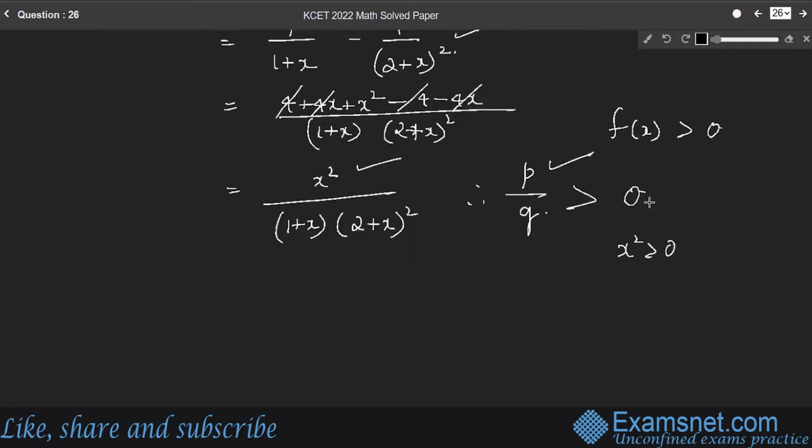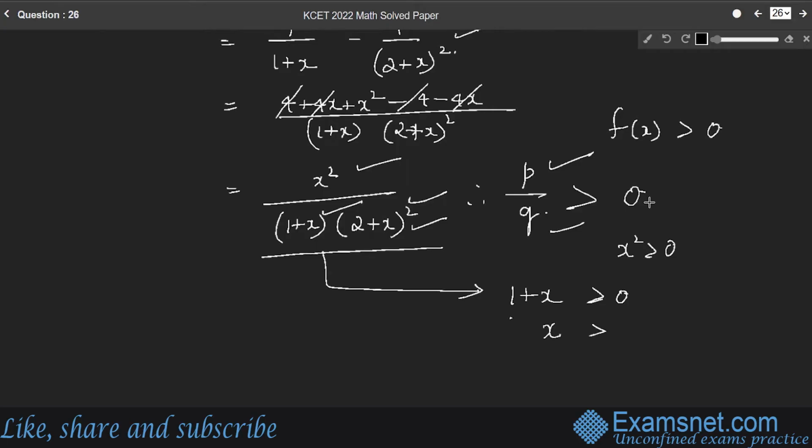So to get p by q greater than 0, the denominator is also greater than 0, right? In the denominator, there are two terms, 2 plus x square. A square number is greater than 0. Therefore, the condition is 1 plus x should be greater than 0. So the value depends on 1 plus x, which is in the denominator. It should be greater than 0. That means x must be greater than minus 1.